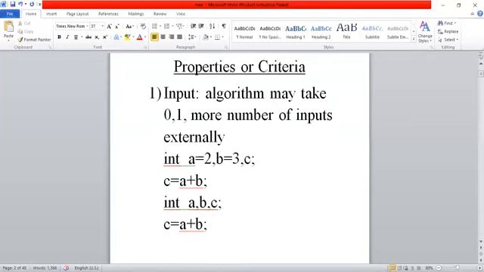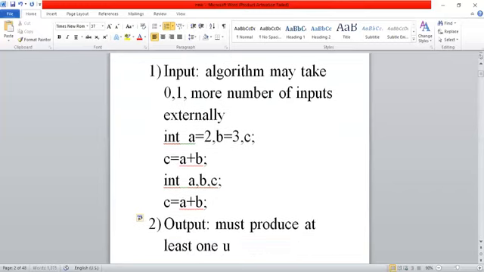So an algorithm or program may or may not take input externally through the keyboard from the user. This is about the first property. The second property is output. Once input is over, either you supply input externally or you make that input available in advance in computer memory, whatever algorithm you design, whatever program you write, must produce at least one useful output.